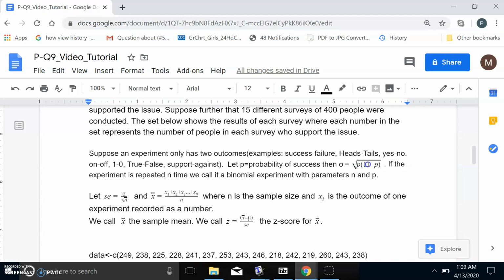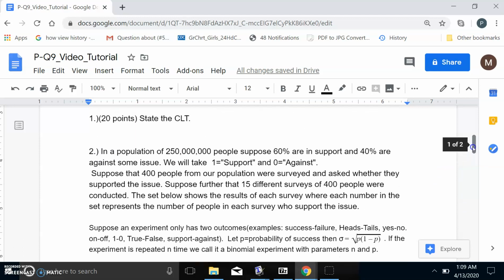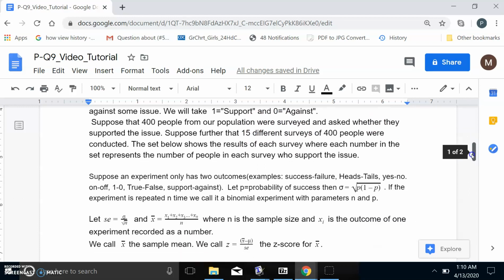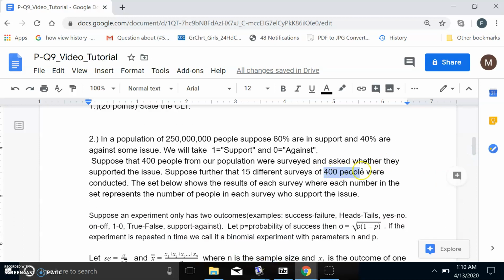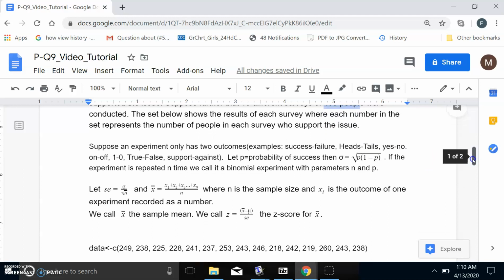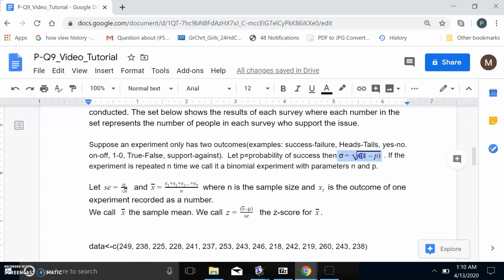So if the experiment is repeated n times, we call it a binomial experiment. So here, where each person is asking 400 people, it's repeated 400 times for each person doing the survey, and 15 people are doing the survey. Okay, so we're going to define SE here to equal the standard deviation divided by the square root of n, where n is the sample size. Here our sample size is 400. And we'll have to compute our standard deviation using this formula in a second.